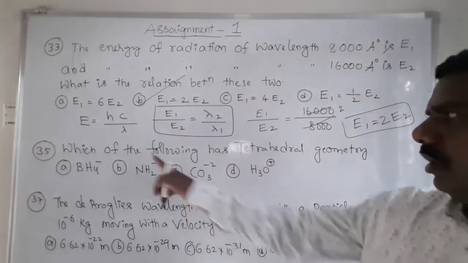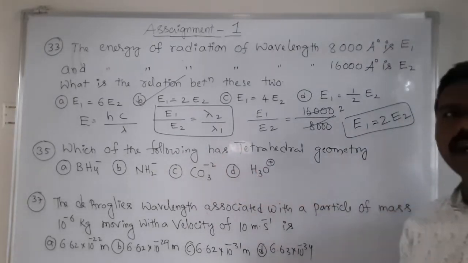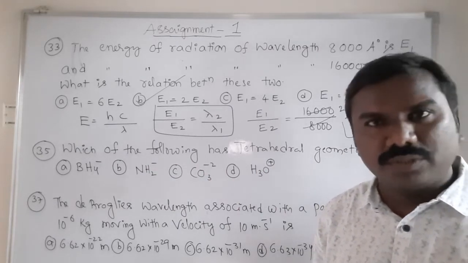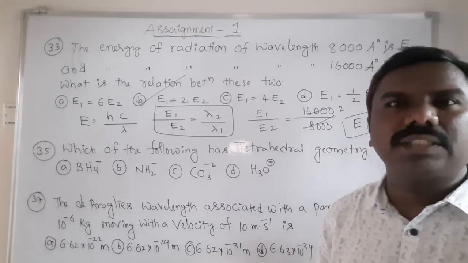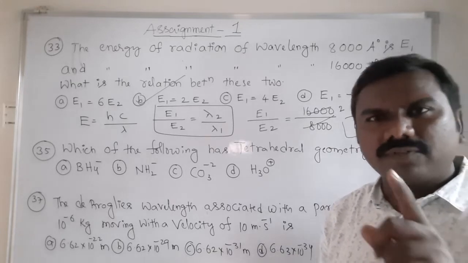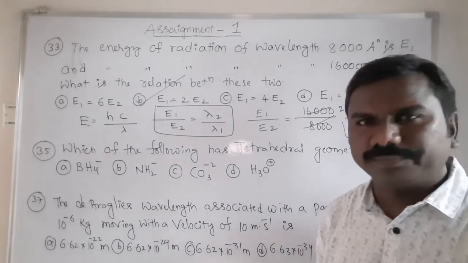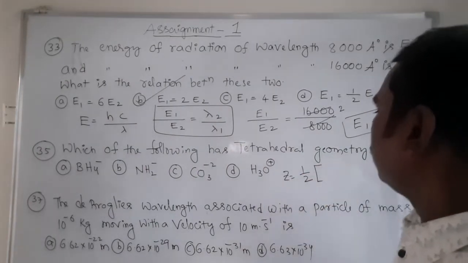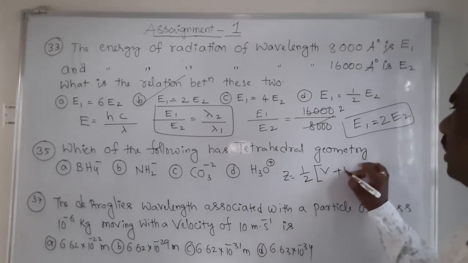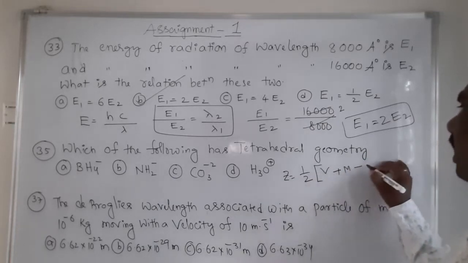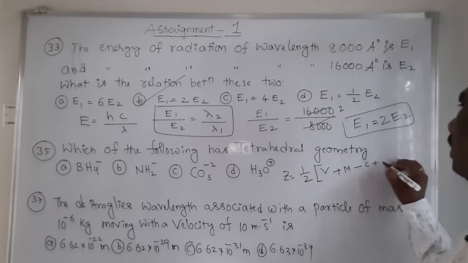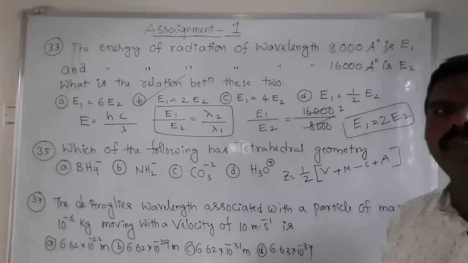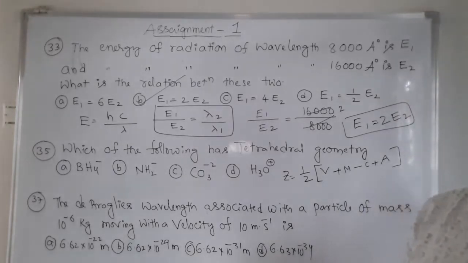Next question. Which of the following has a tetrahedral geometry? Tetrahedral means sp3 hybridization, it must be. In which case is it possible? That's what they are asking. First of all, you have to follow hybridization. Z is equal to half into the number of valency electrons plus monovalent atoms minus cation charge plus anion charge. It is the simplified formula to find the hybridization.